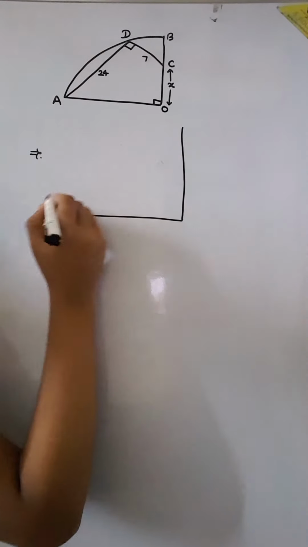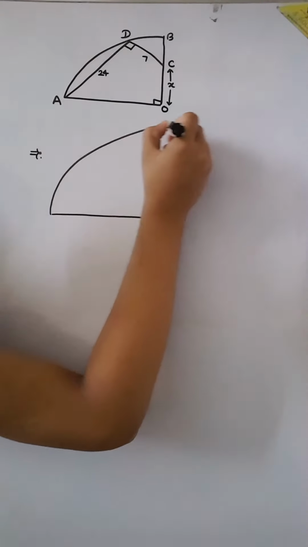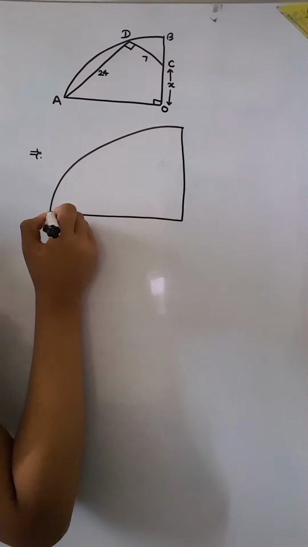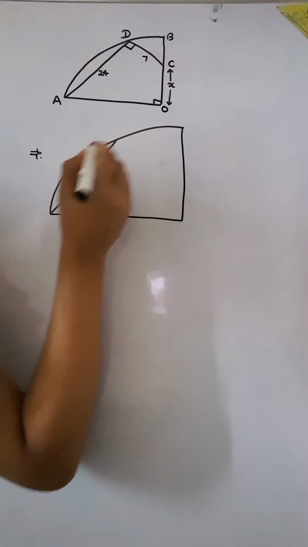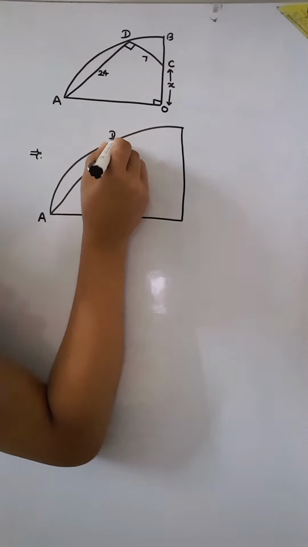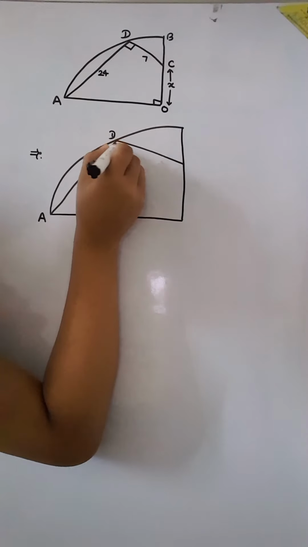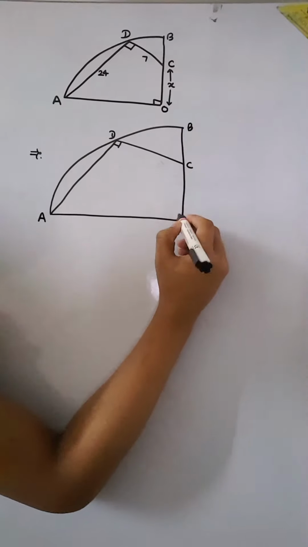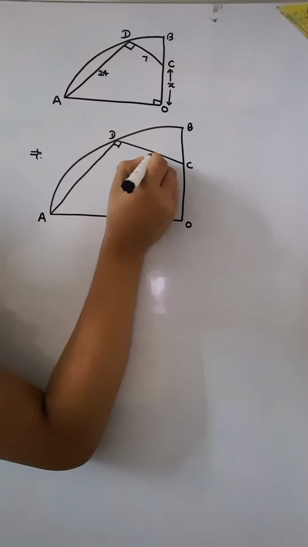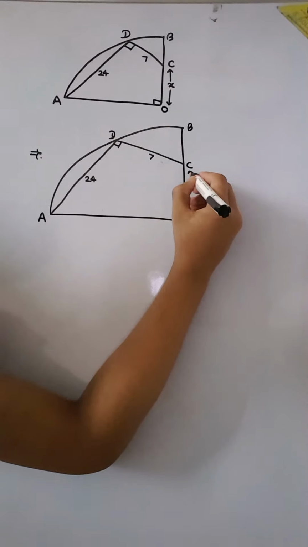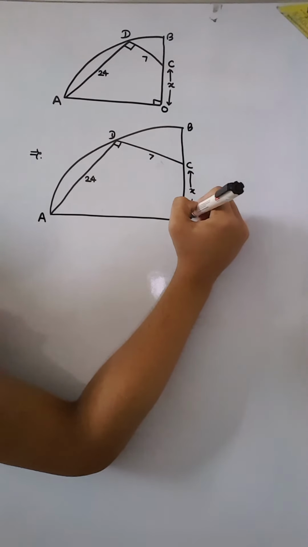Let us have this semicircle on a big scale. Let us suppose that this is our semicircle, and this point is A, this point is D, and this is a right angle, and this point is C, this point is B, this point is O, and this is 7, and this is 24. We need to figure out what is the length of CD.